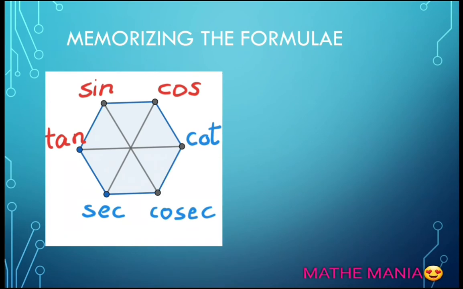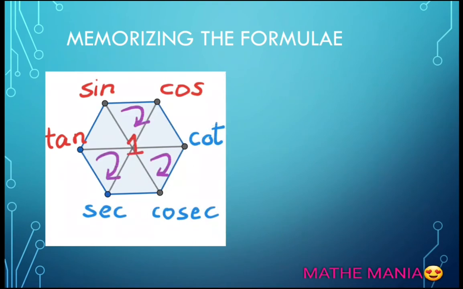Okay, let's see how we can derive the identities from this hexagon. For that, we are going to write the number 1 at the center of the hexagon, and I have put these arrows in the three triangles. Now according to this arrow, we have to move clockwise and then we'll get the identities. Like if I start with the uppermost triangle, we have sine at the one corner. I'll start from here. So sine square theta plus cos square theta is equal to 1.